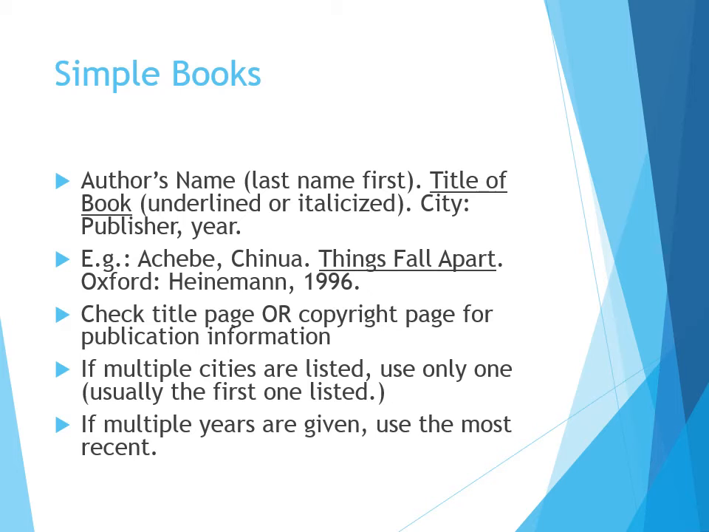Sometimes multiple cities are listed. You only need to use one, and you usually pick the first one that's listed because that's usually where the headquarters of the publisher are located. When multiple years are given, use the most recent because that's the version of the text that you clearly have in your hand.